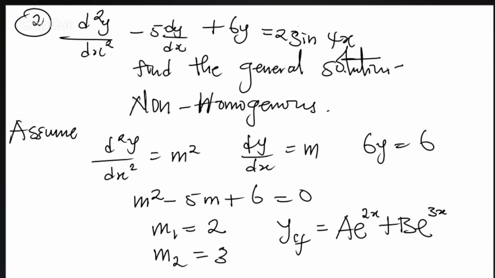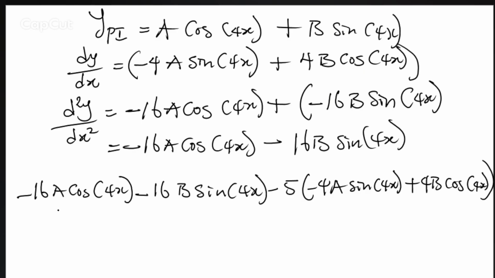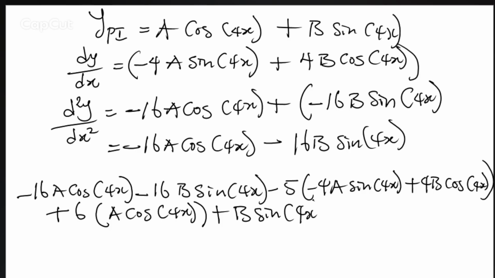Now, what's the next thing we are going to do? Remember, your equation is given to have plus 6y. So what's your plus 6y? You simply have plus 6, and what's your y? Your y was given to be a cos 4x plus b sine 4x. Are we together? So this is what you have, and this is equal to 2 sine 4x. Are we together?